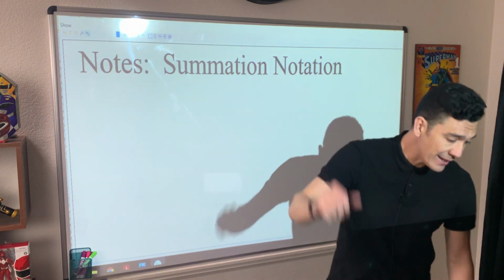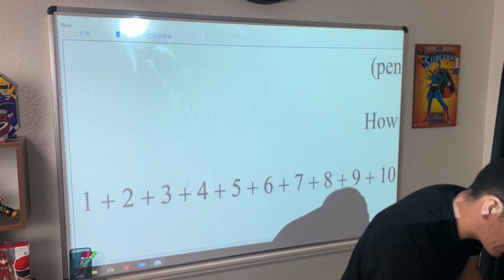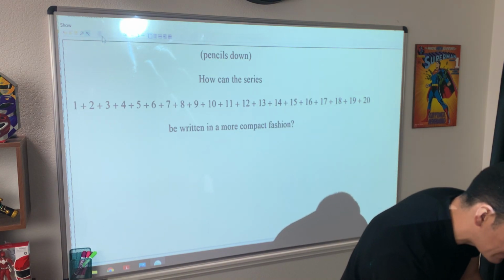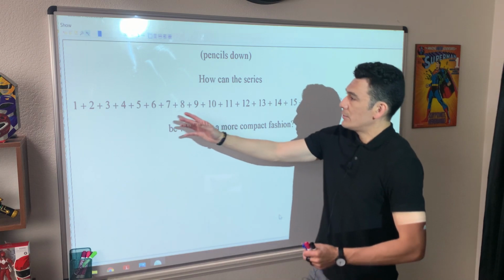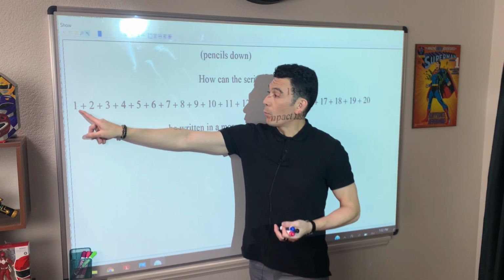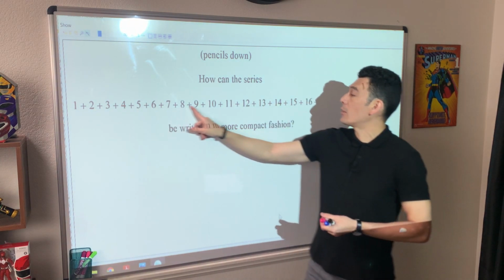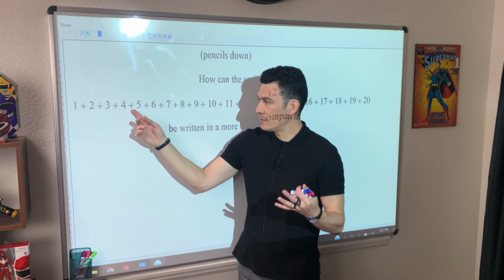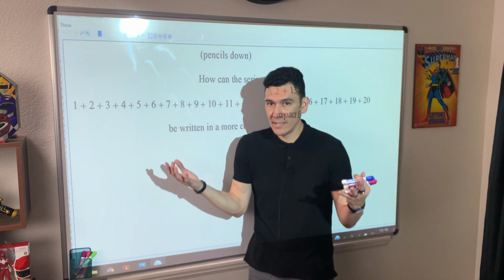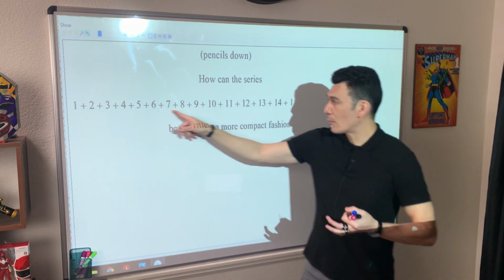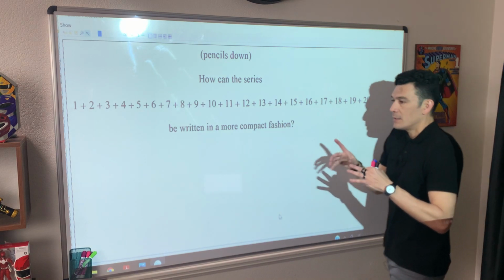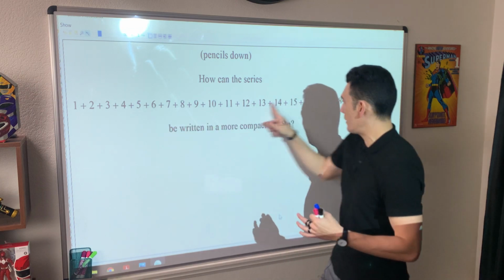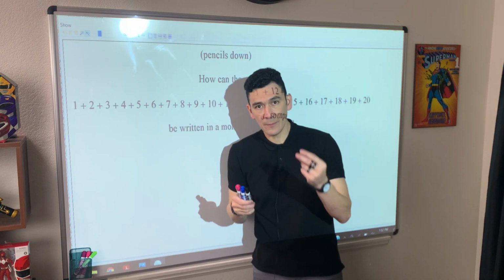So summation notation, and let me just explain what we're gonna do. You guys can go pencils down. So let's say that if I asked you to consider this series, 1 plus 2 plus 3 plus 4, all the way down to 20. If I asked you to copy that down, that'd take you guys like maybe a minute. It takes a long time to write down so many numbers. Is there a different way that we can write down so many numbers like that, but much faster?